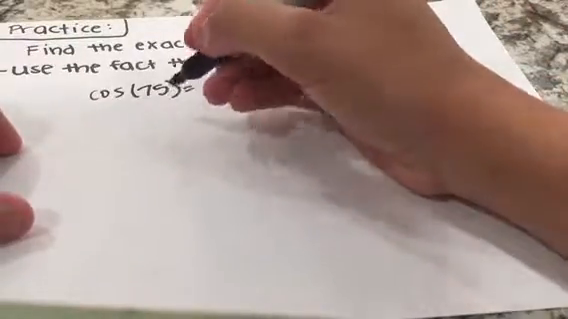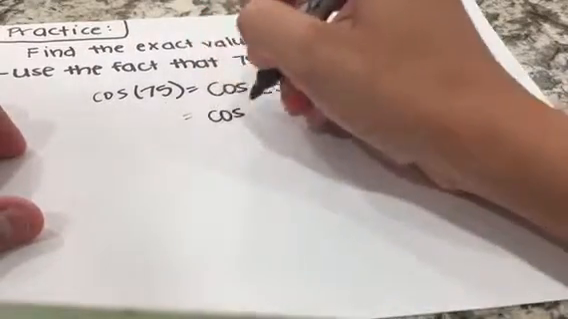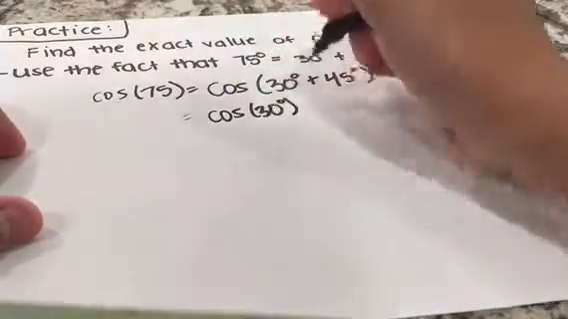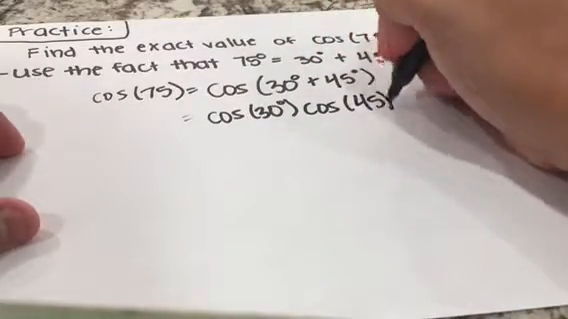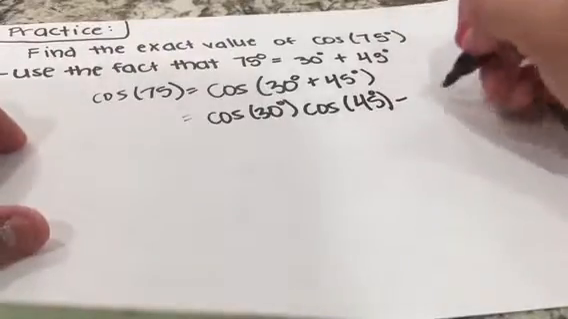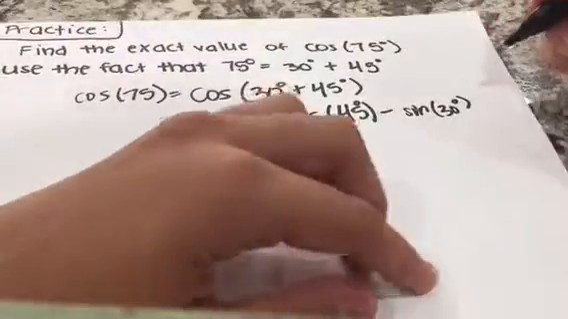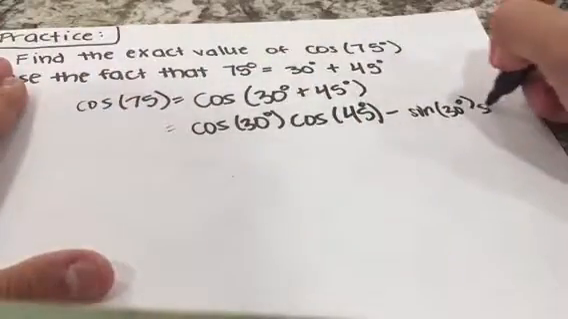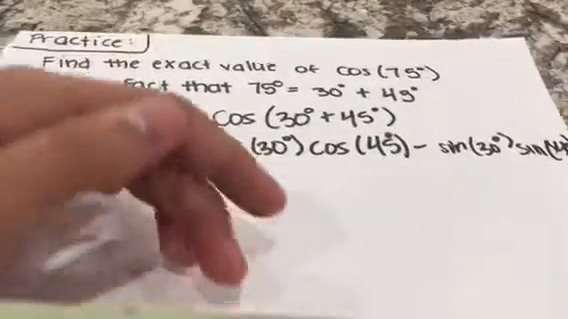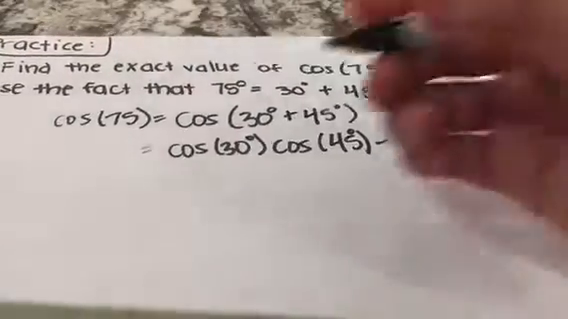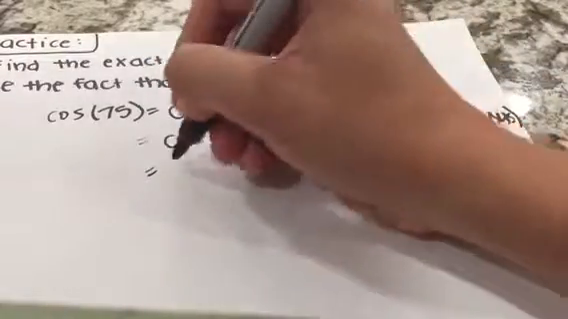So we could do, equals cosine of 30 degrees, cosine 45 degrees, minus the sine of 30 degrees and sine of 45.